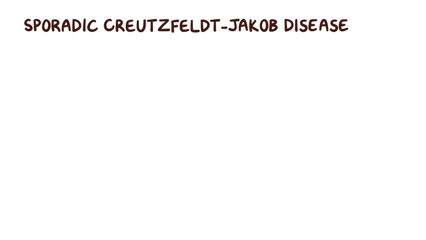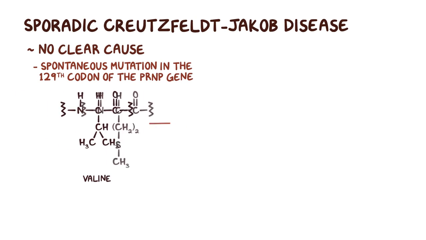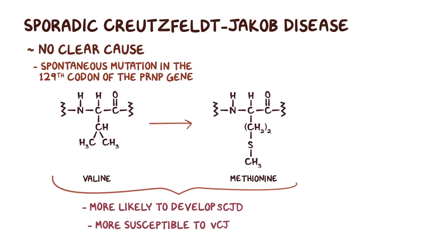Finally, there's sporadic Creutzfeldt-Jakob disease, which pops up in populations randomly without a clear cause. This could be due to a spontaneous mutation in the 129th codon in the PRNP gene that replaces valine with methionine. People with this mutation are more likely to develop sporadic Creutzfeldt-Jakob disease and are also more susceptible to variant Creutzfeldt-Jakob disease.